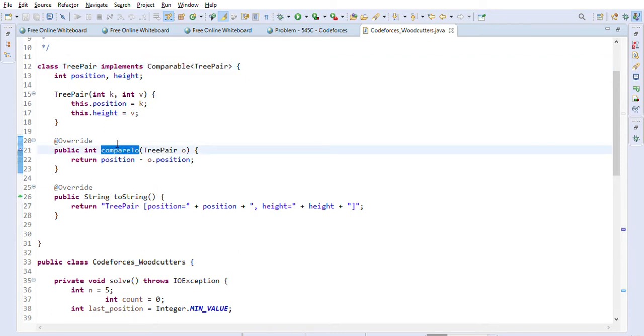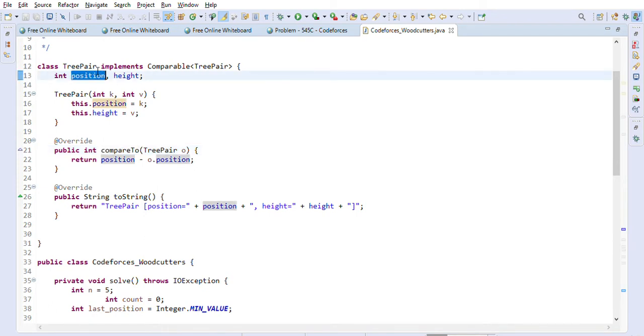And why are we doing Comparable? Because we want to sort the tree pairs. Whenever we want sorting, we have to implement the Comparable interface of Java. There are only two fields here because every tree has a position where it is located and its height. So we will capture this. This is the encapsulation we will be using to capture the input that is given to us.